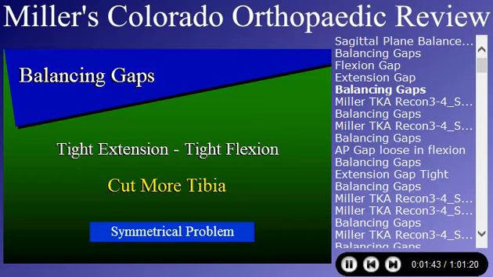You're tight in extension and you're tight in flexion. Remember what it is. It's a symmetrical problem. Then you tinker with the tibia. So in this particular example, you're tight in both directions. What you need to do is cut more tibia, and that's how I figure out the answer. So if you just remember the initial rule, symmetrical problem, then you tinker with the tibia.